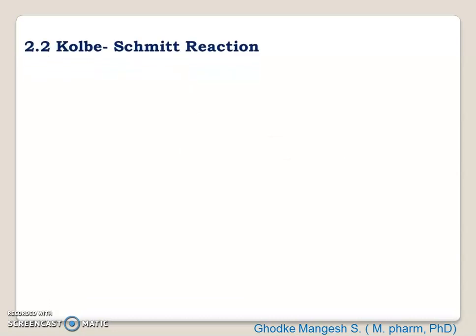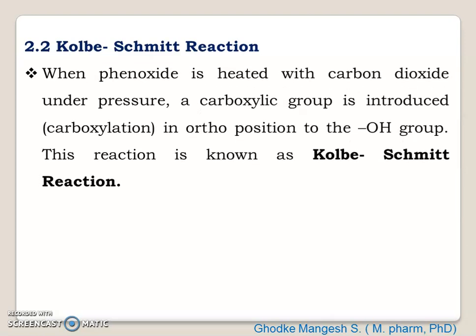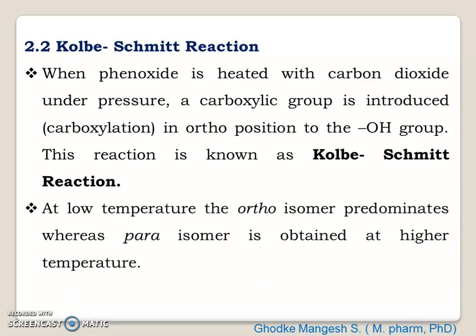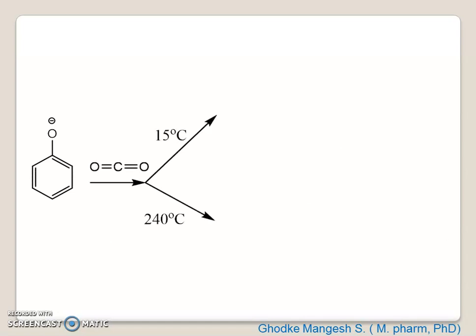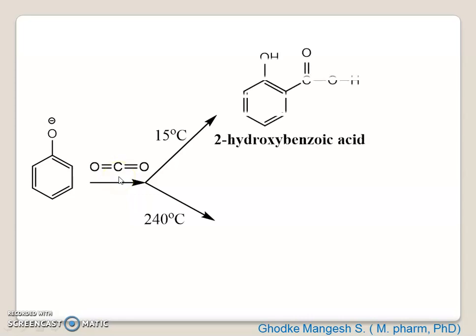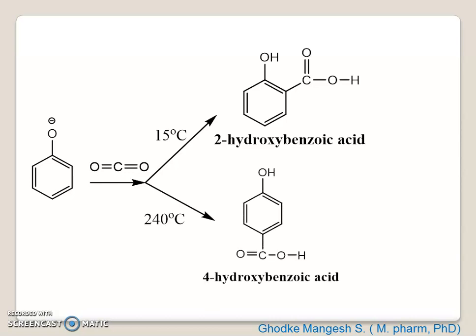The next reaction is the Kolbe-Schmidt reaction. When phenoxide is heated with carbon dioxide under pressure, a carboxylic group is introduced in the ortho position to that of the OH group. This reaction is known as the Kolbe-Schmidt reaction. At low temperature, the ortho isomer predominates, whereas the para isomer is obtained at high temperature. This reaction takes place in the presence of CO2. At 15 degrees Celsius, it will give 2-hydroxybenzoic acid. When the same reaction is carried out at 240 degrees Celsius, it will give 4-hydroxybenzoic acid.